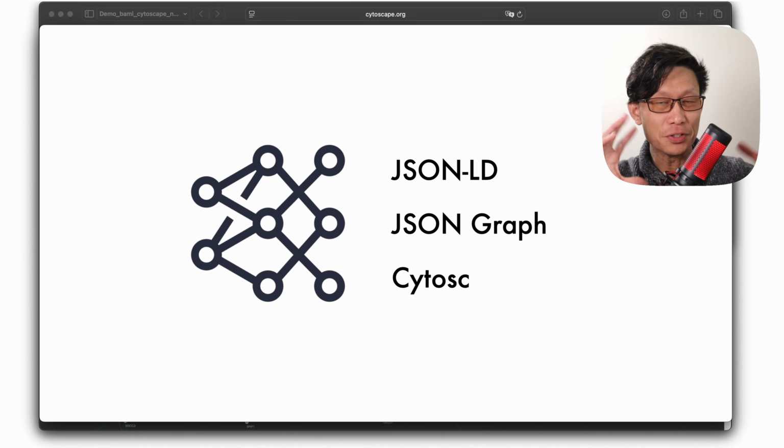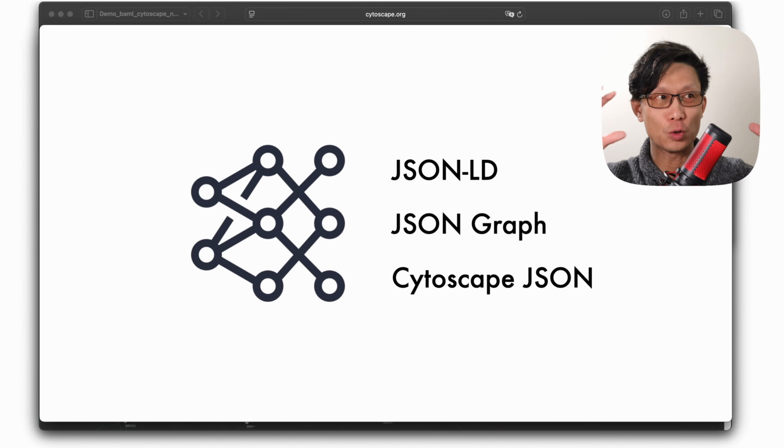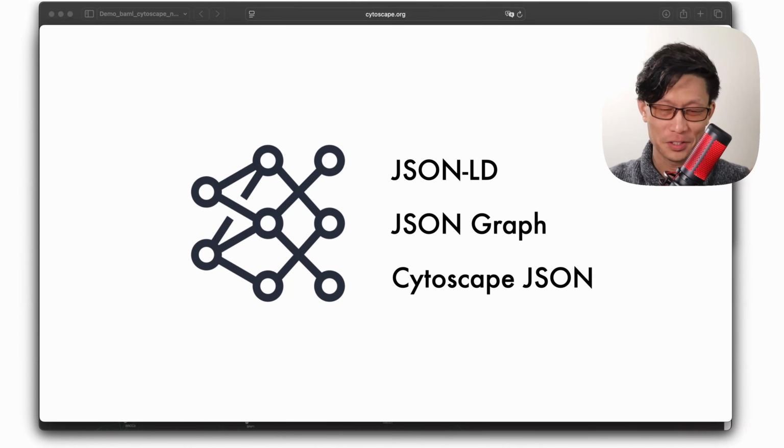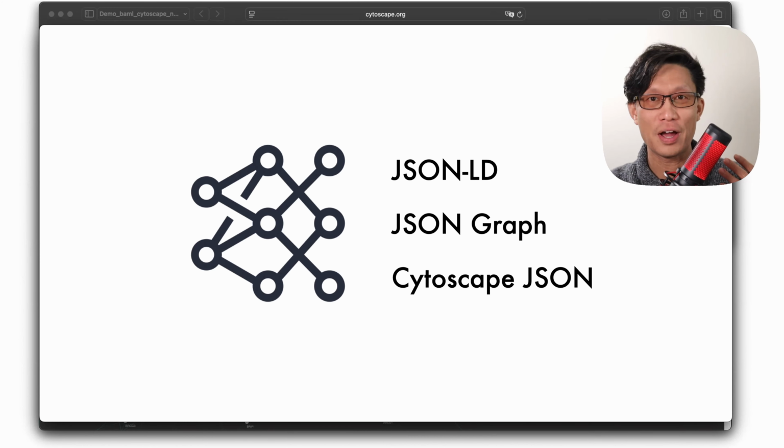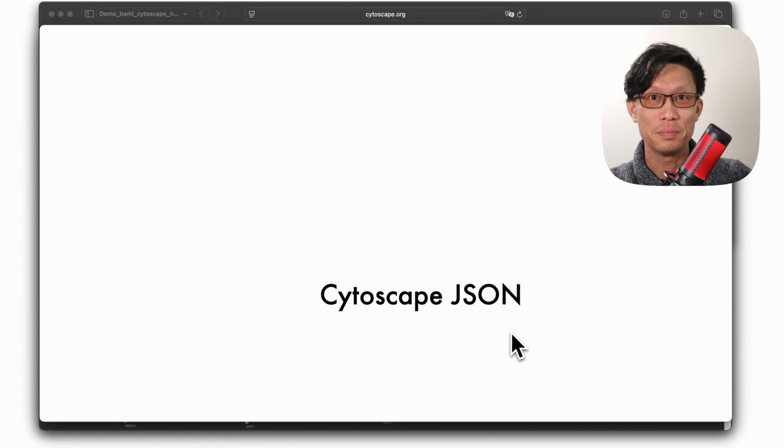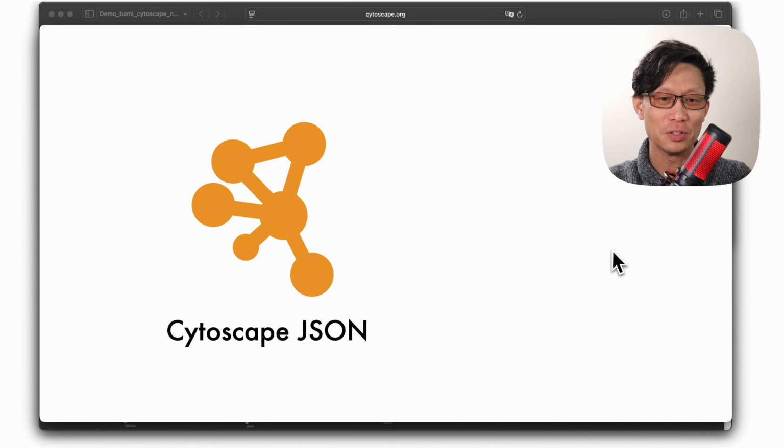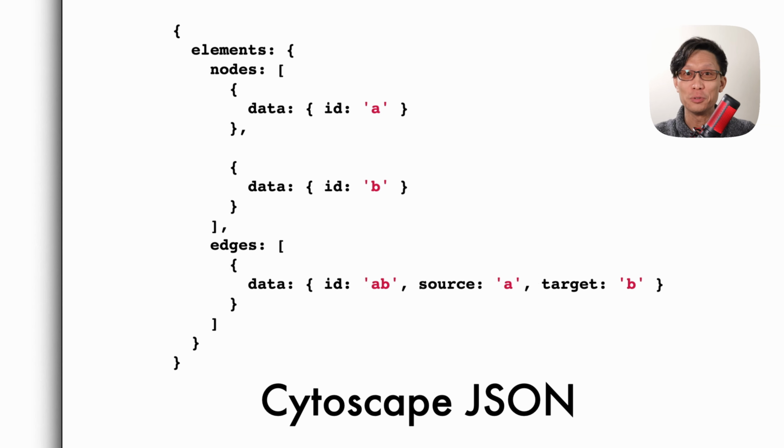Today I want to show you how to use BAML to generate graph-compatible JSON data. There are a number of different data formats that are graph JSON compatible. Some are listed here: JSON-LD, JSON Graph, and Cytoscape JSON. I'm going to focus on Cytoscape JSON because Cytoscape is not only quite versatile, it's very human readable.